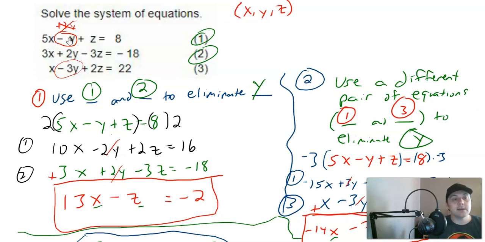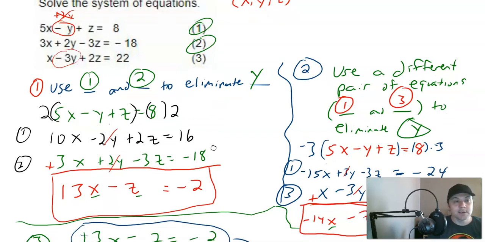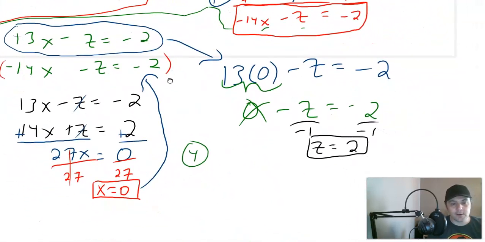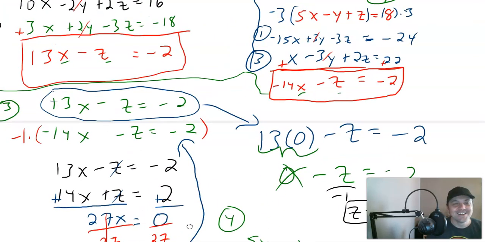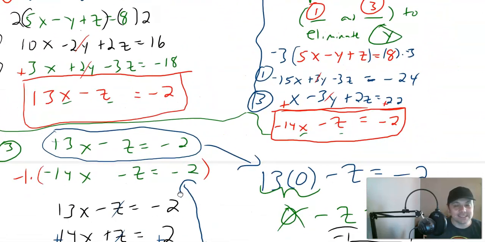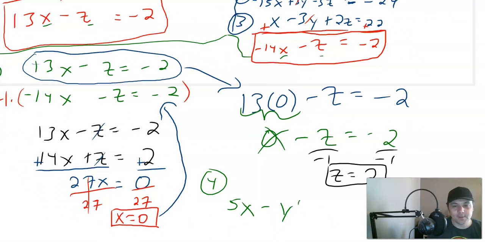So we have 5x minus y plus z equals 8. So let me see if I can remember that. I'll just plug those two numbers I found into this first equation here. So 5x minus y plus z equals 8. And we will plug these two numbers into this equation to get our last result.